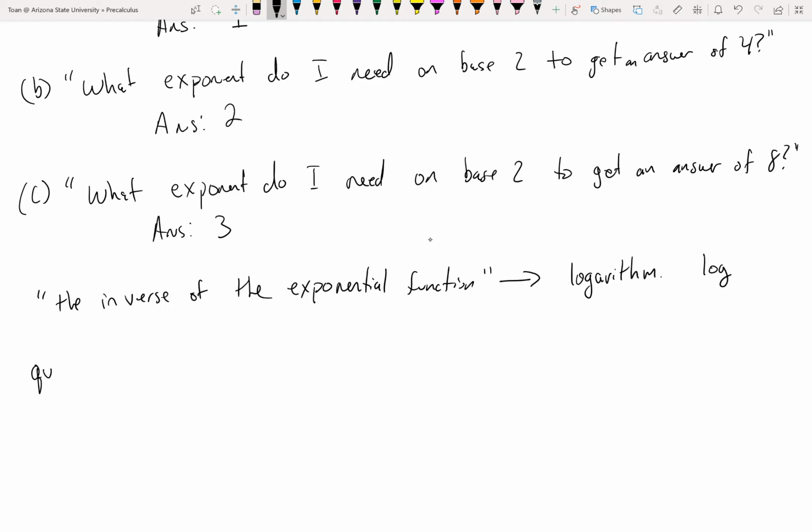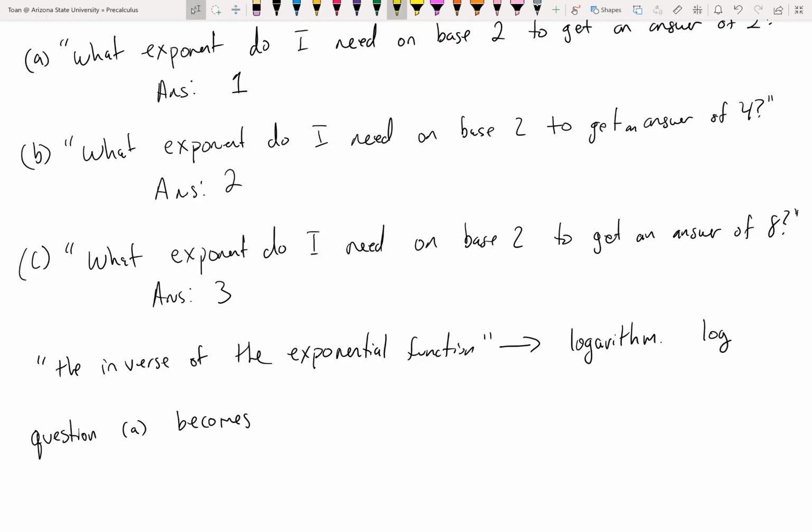So, question A becomes, instead of writing out this long sentence, what exponent do I need, that's a pain in the hand, I can simply write log base 2 of 8 equals question mark. This notation says everything in this sentence. So you can basically translate in your mind, whenever you see a log, it's the question, what exponent? This says, an answer of 8, my bad, an answer of 8.